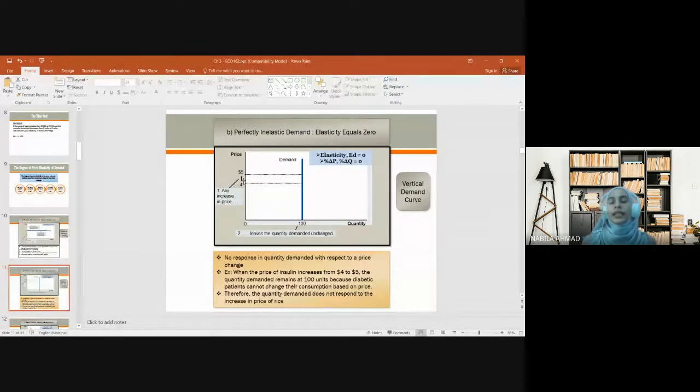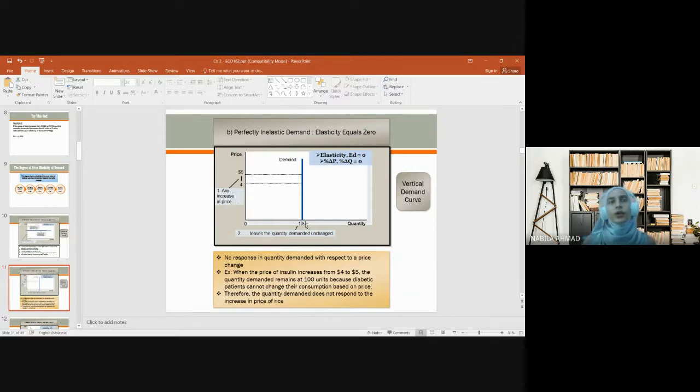Number 2, perfectly inelastic demand, elasticity equals to 0. Maksudnya, ya, consumer tidak sensitif langsung dengan perubahan harga. So the demand curve is vertical macam ni. Ya, no matter what happen to the price, the quantity demanded is unchanged. Maknanya harga tinggi ke rendah ke mahal ke murah ke, kuantiti tetap sama.